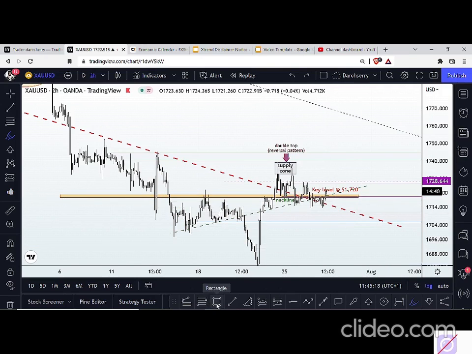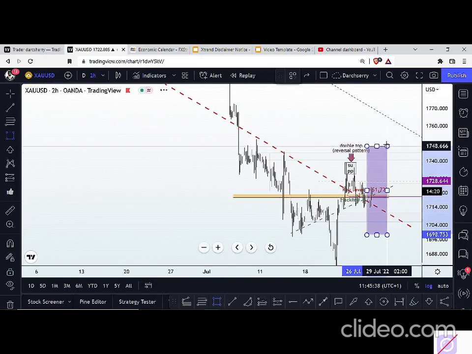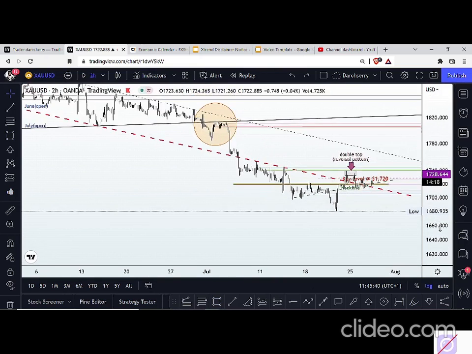Remember what our key level does? It guides us into any buy or sell opportunity. So if we continue to see price right above our key level, we want to be doing a buy. And if we see price below the key level, we want to be doing a sell. Now, in addition to this parameter, we also have a bearish trend line that has been guiding price action for some time.